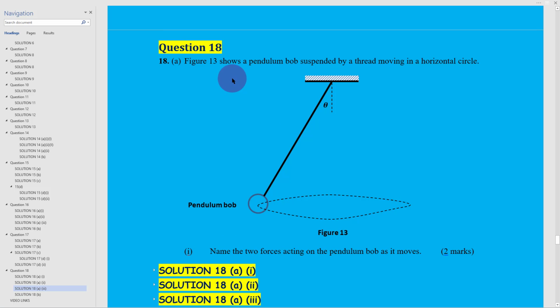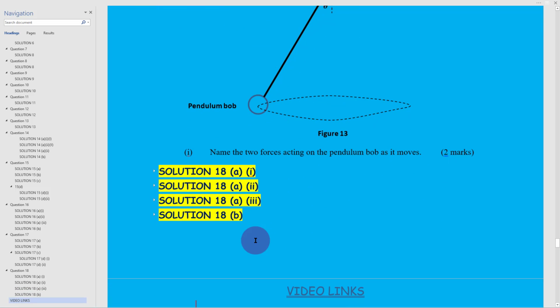Let's look at question 18, which is the last question in this paper. A. Figure 13 shows a pendulum bob suspended by a thread moving in a horizontal circle, like this. So this one is what we refer to as a conical pendulum. Name the two forces acting on the pendulum bob as it moves.